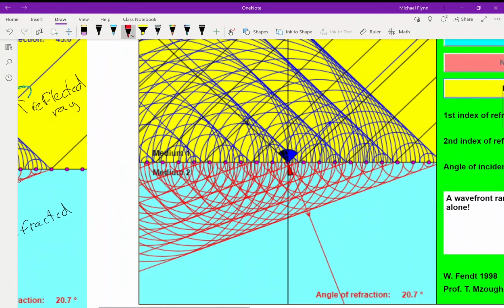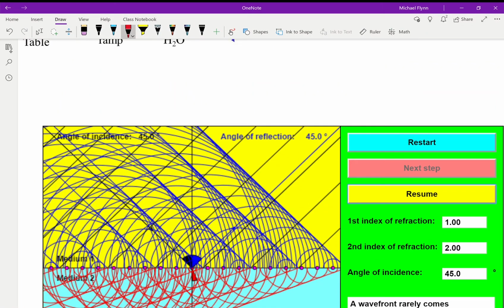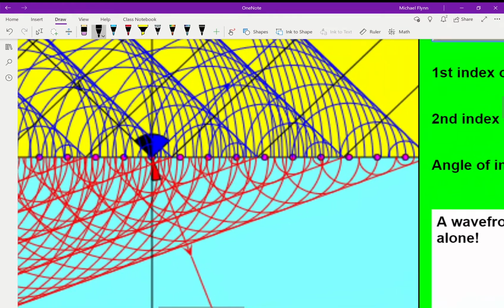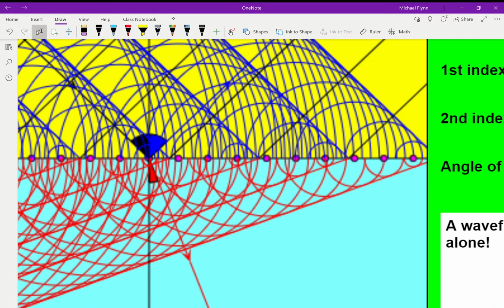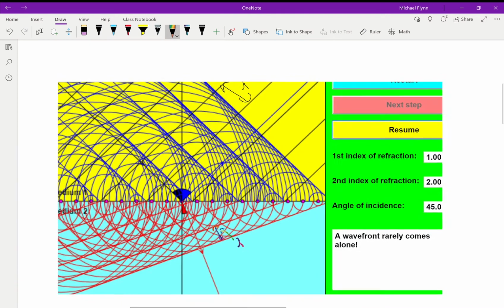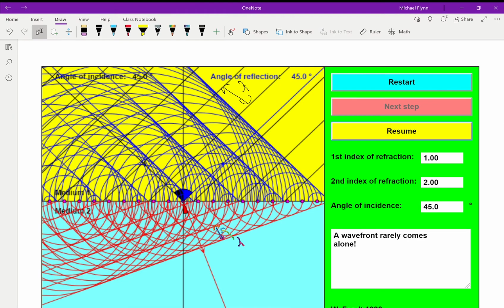Now, I just want to show you this as well. Let me use a different color. Go to black. That is the wavelength of the wave in the incident media. It's the distance between two crests. Here in the refracted media, and I'll use this rainbow color, this distance here is the new wavelength. According to Huygens, not only are the waves changing direction, they're also getting closer together, these wavefronts.